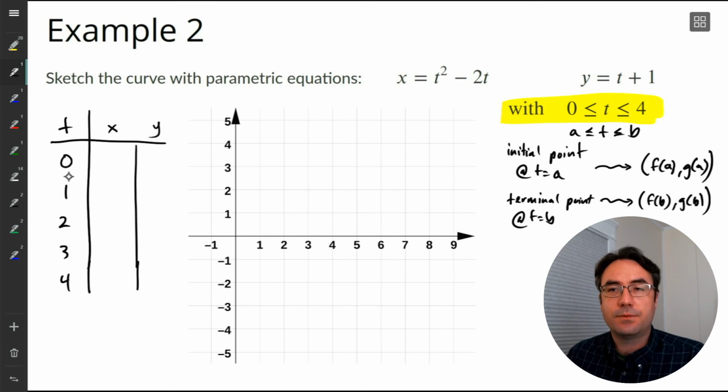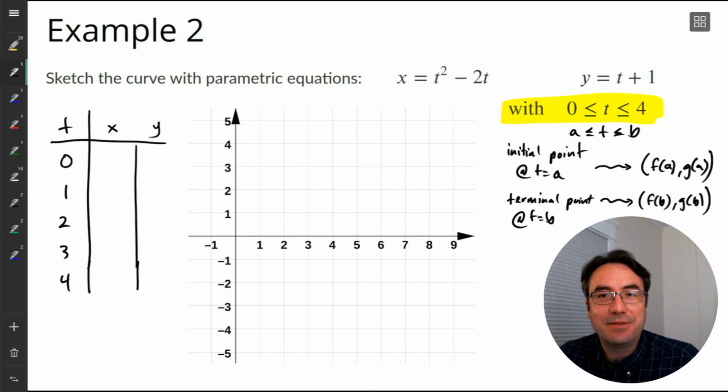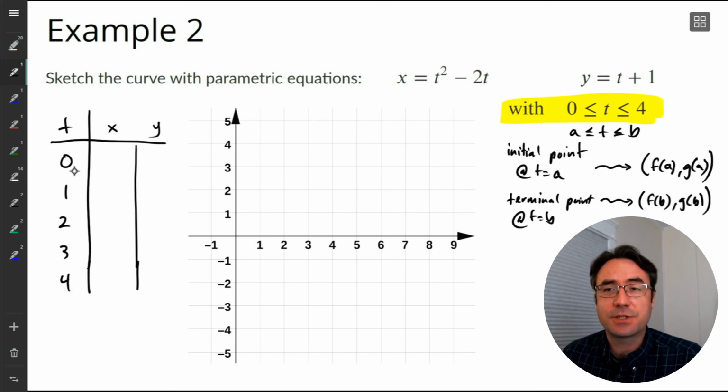We're using integer values here just because it's easy to plug in and evaluate. But we could refine our sketch by taking numbers that are in between 0 and 1 and numbers in between 1 and 2. The more points you plot, the better your sketch will be, the more representative it'll be. But to keep our calculations easy, we're just going to be looking at these integer values. But if you wanted to, 0.5, 1.5, 2.1, you could.